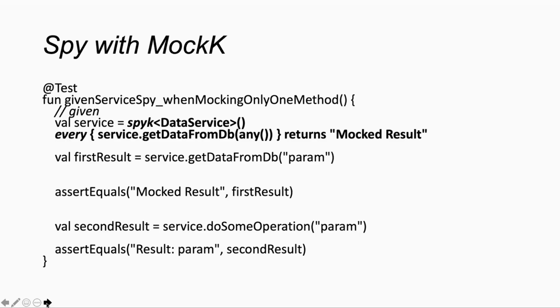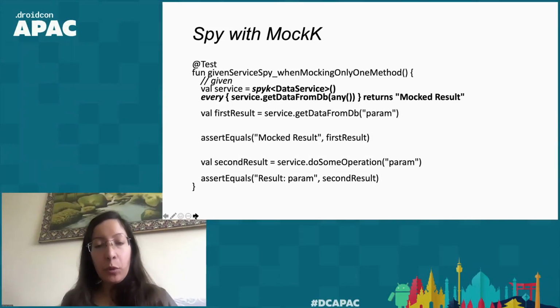So to create a spy with MockK, I use spyk, and first I create the spy of the DataService. Then I write the code so that for every call to getDataFromDatabase on the service, it should return a mock result. And then when I make the call to the getDataFromDB function, I get the mocked result. In case I invoke some other method, like in this case doSomeOperation, which hasn't been mocked, in that case I get the actual result back.